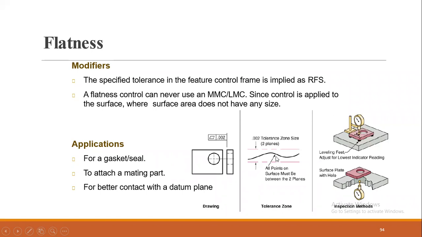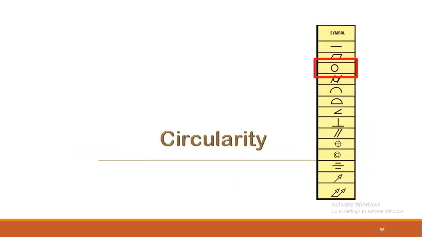So for this flat surface, I will keep the object on leveling feet, and on one end I will keep the gauge. I will move this gauge on this flat surface or leveling feet. If the dial deflects, you will get a deflection in tolerance. If the dial does not deflect, we consider it flat.